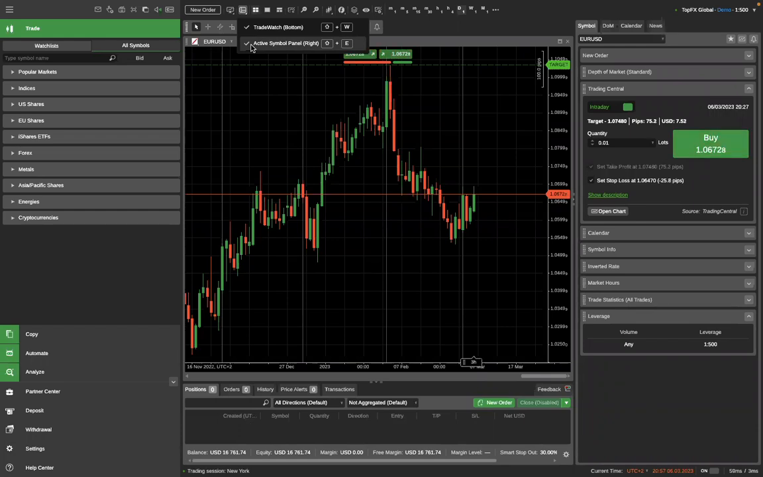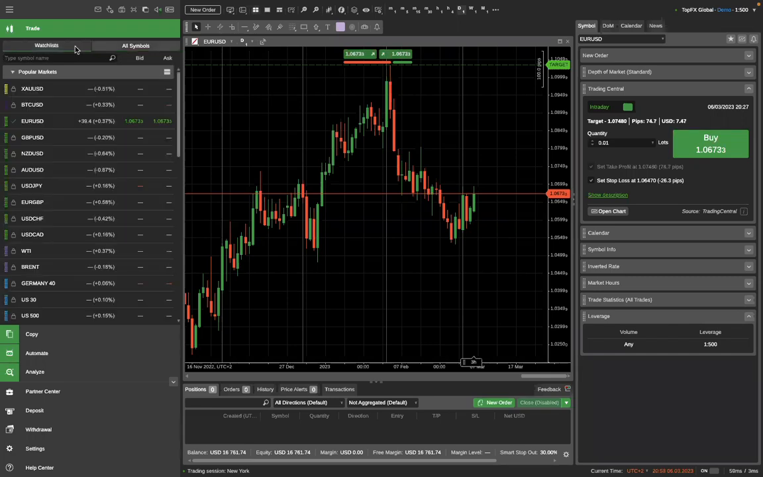So let's review the currency markets, and let's talk about the currency markets you can trade using the cTrader on TopFX. So of course you got all of this list here under the trade menu. The list is the popular markets, indices, US shares, Europe shares, iShares ETFs, Forex, metals, Asia Pacific shares, energies, and cryptocurrencies. Those are all symbols.